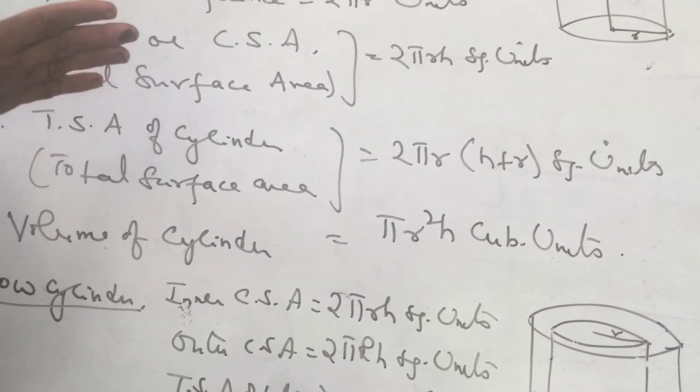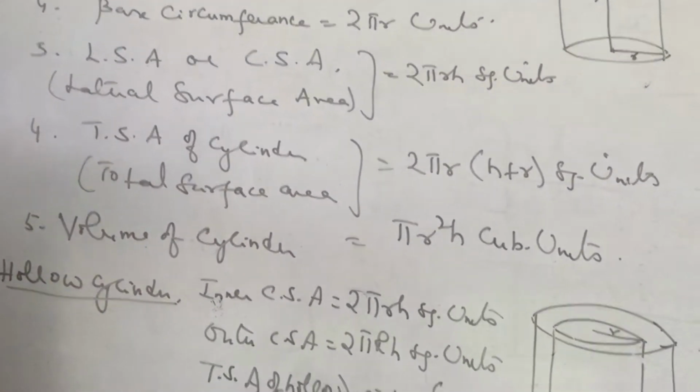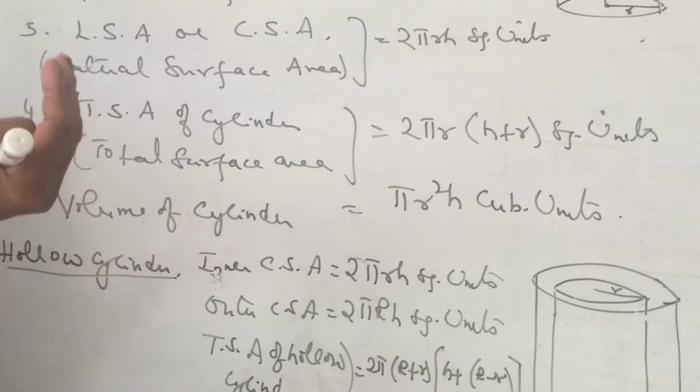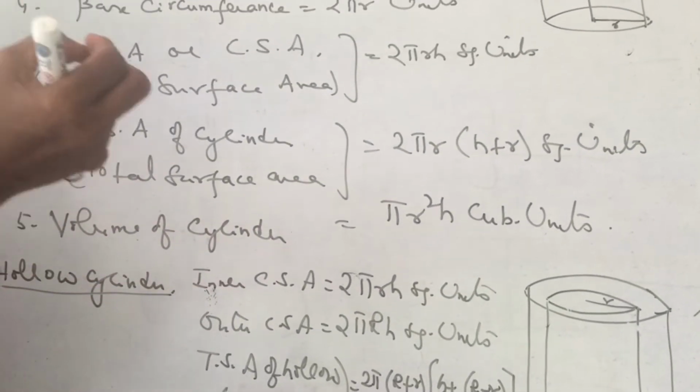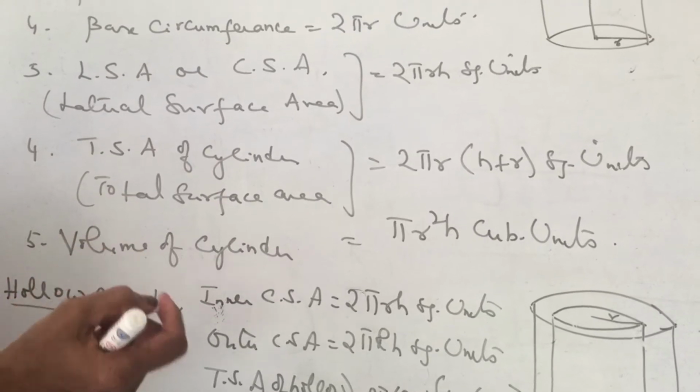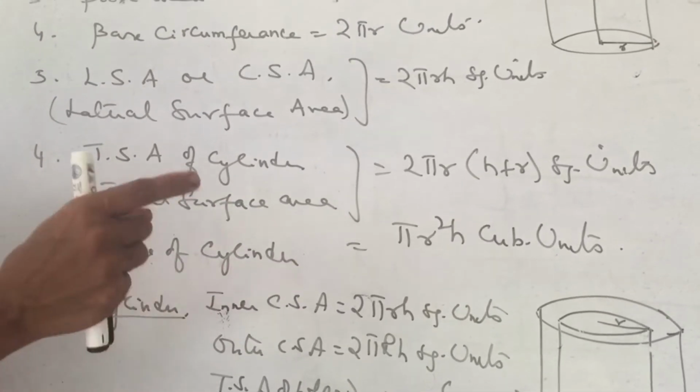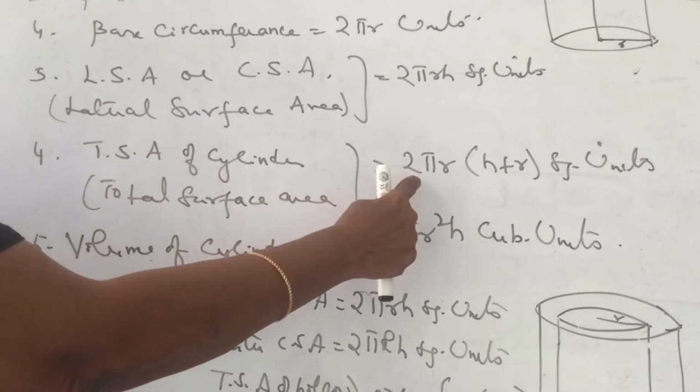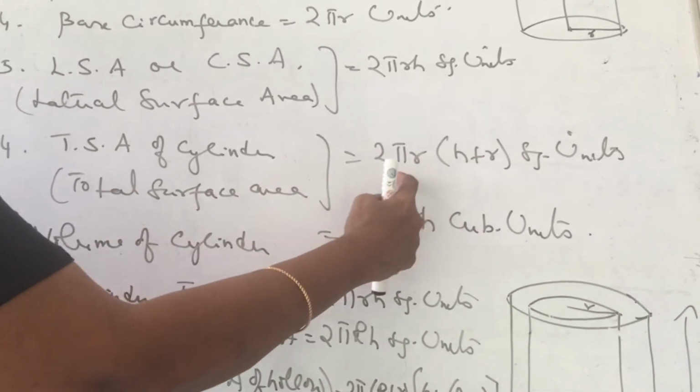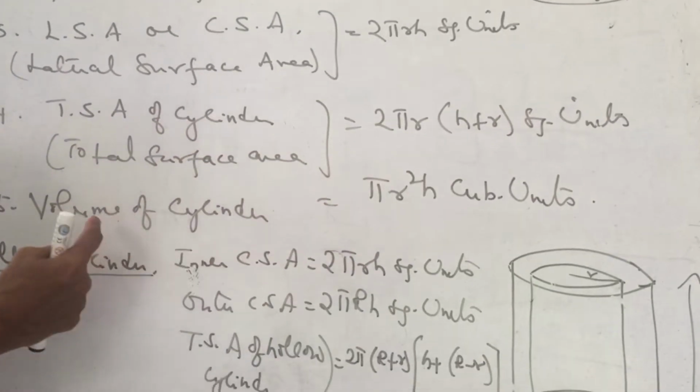TSA is base area plus top area. Each is how much? Pi r square. Pi r square plus pi r square is how much, children? 2 pi r square. And what is LSA? 2 pi r h. Take out common: 2 pi r into h plus r.